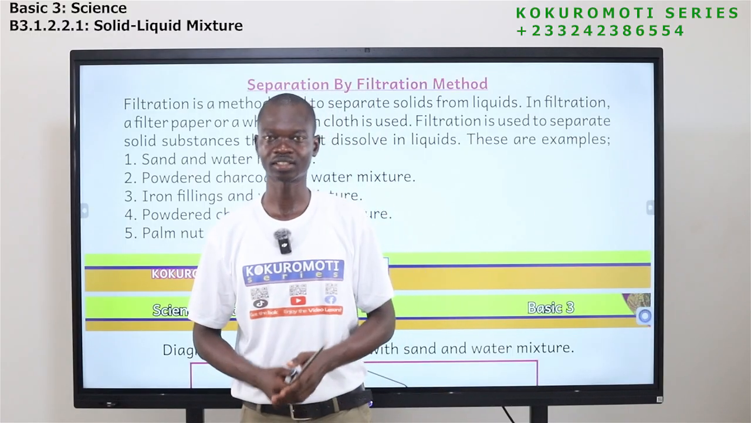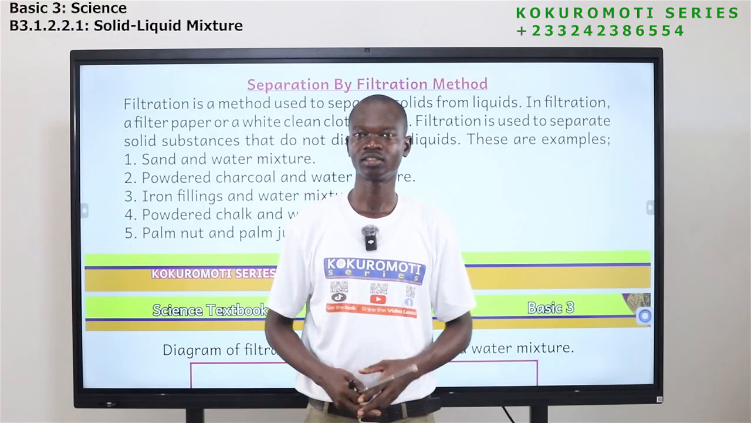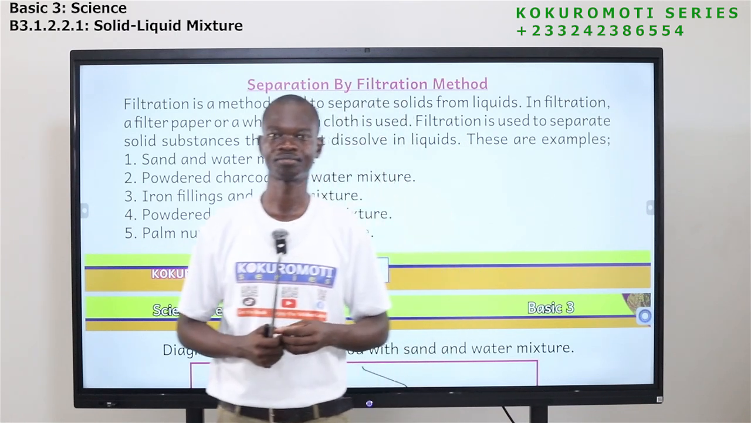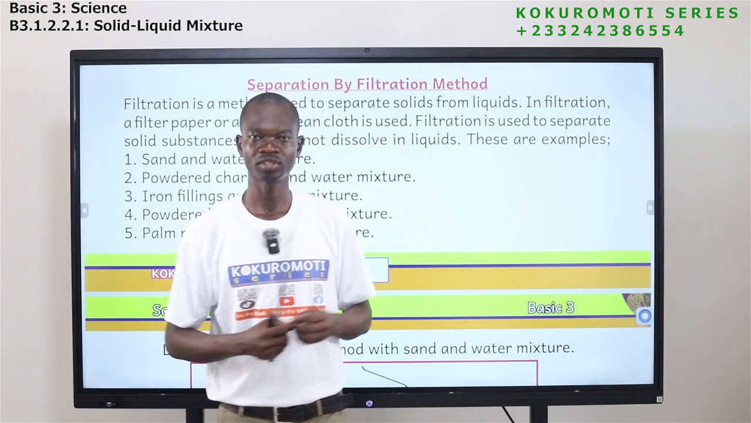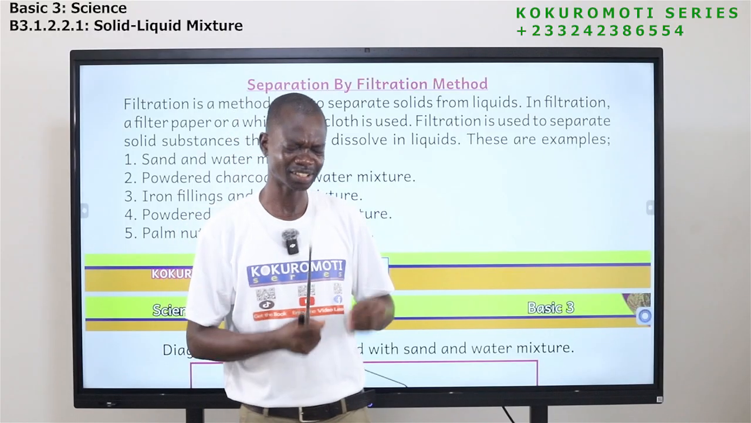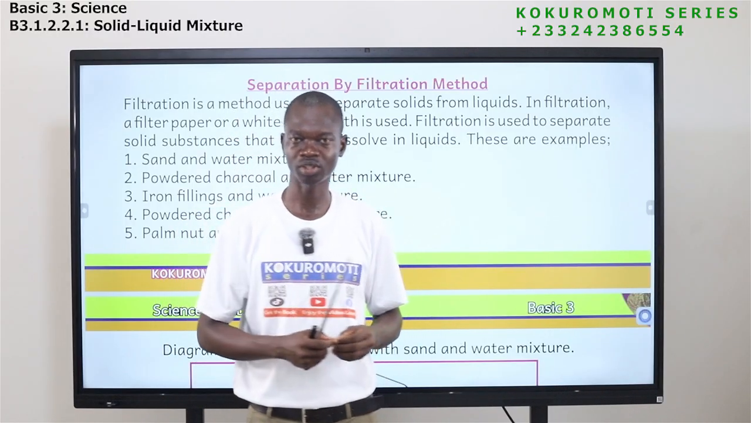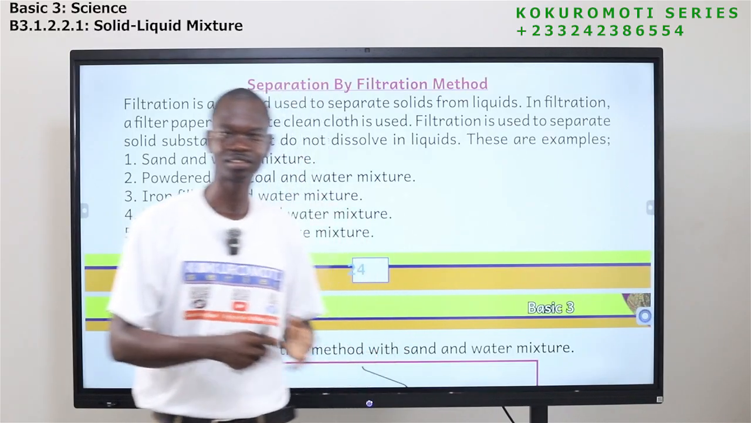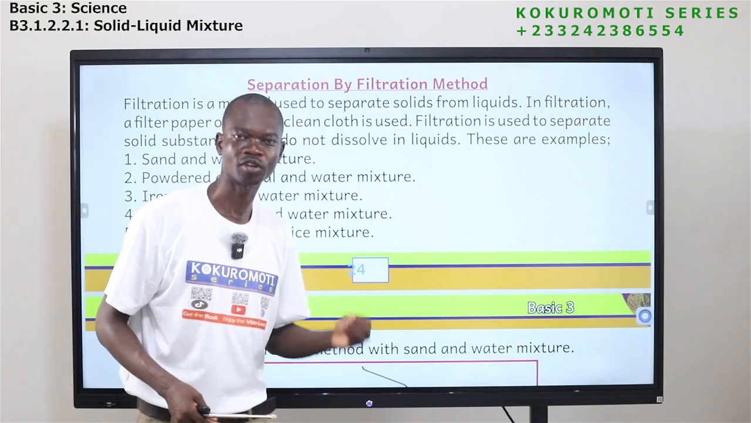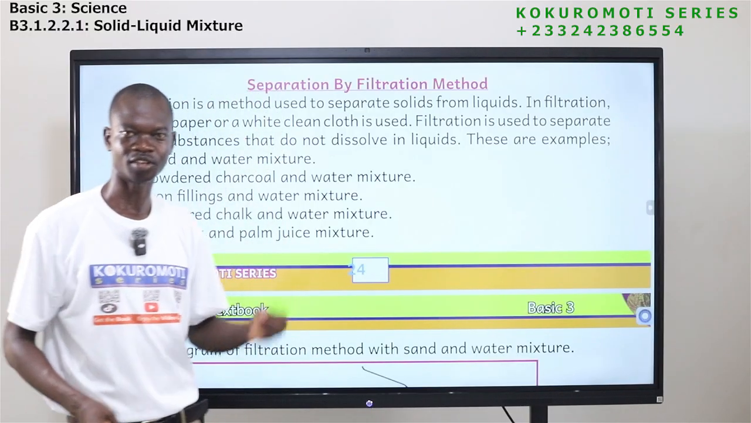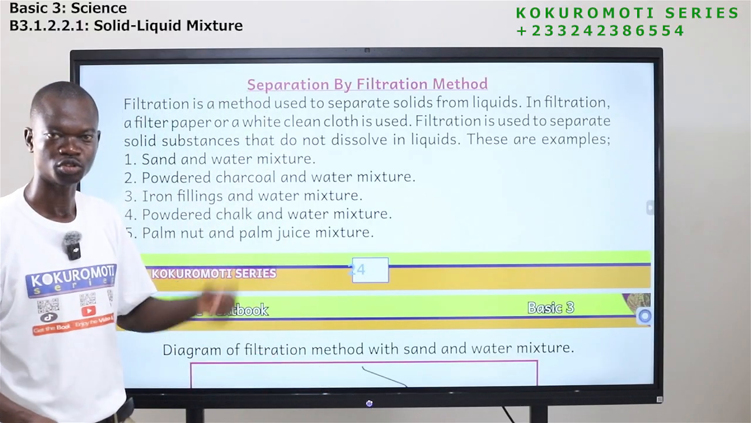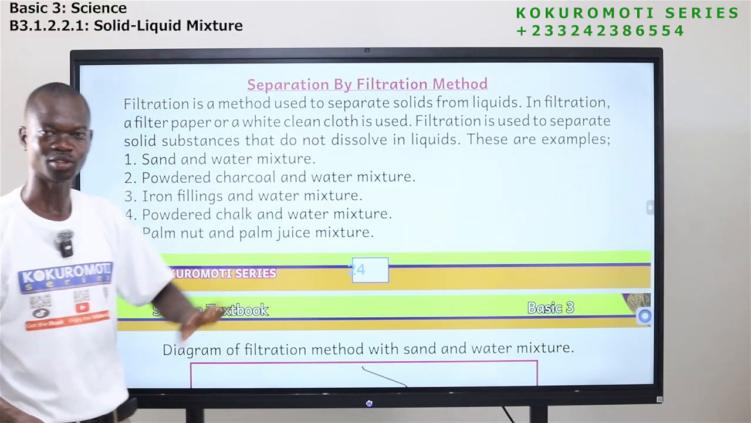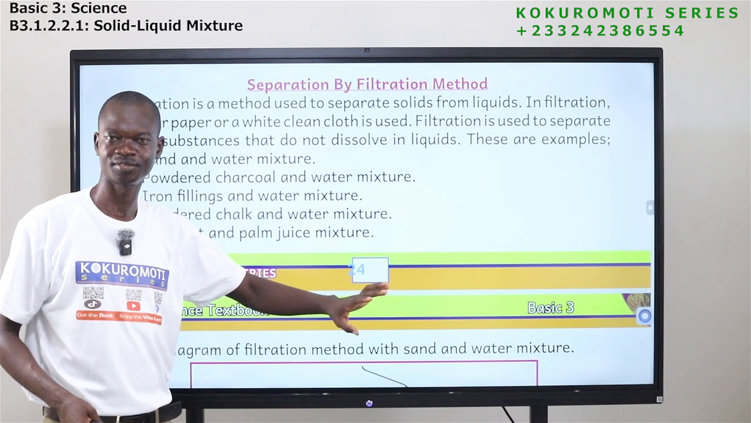So let's say you have sand, you have water, and you have formed a mixture with these two substances. Later you want to get your sand back, but the sand is part of the water, it has mixed with the water. So what do you do? To get your sand separated, you have to perform the filtration method. You have to use filtration method to get your sand back, to get your water also separated.